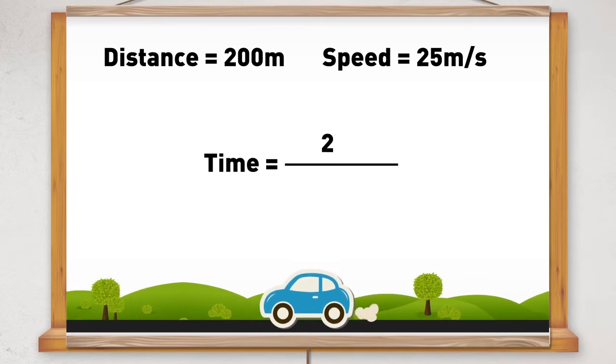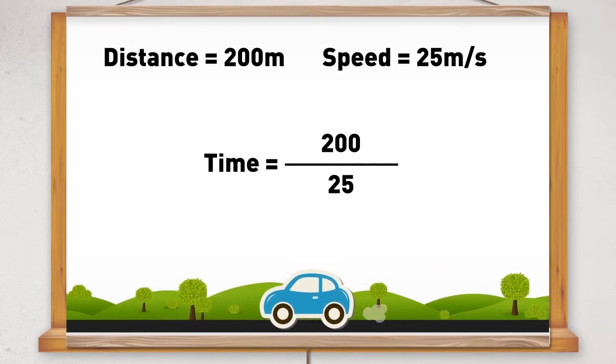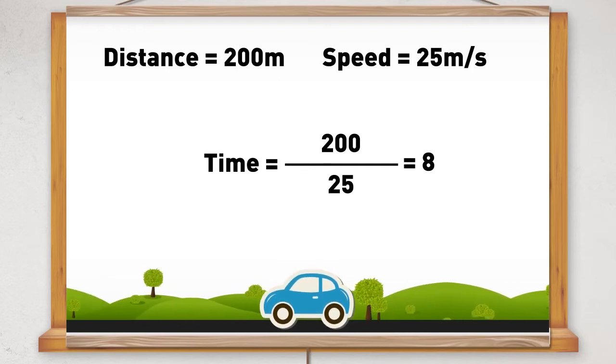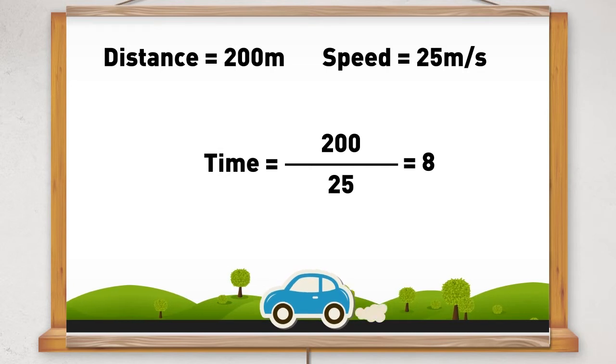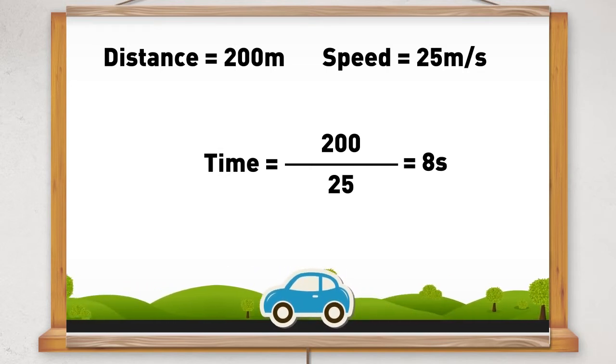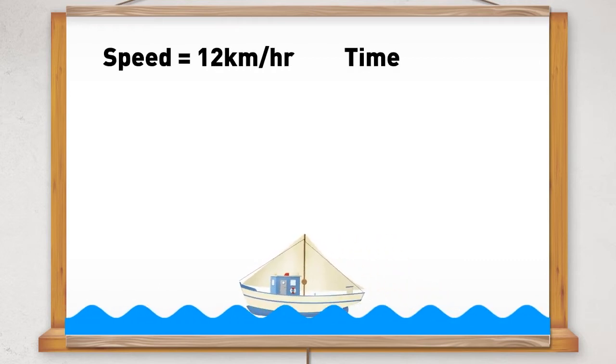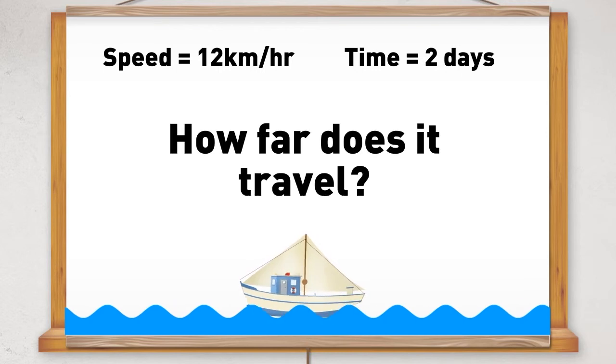The distance of 200 divided by speed of 25 equals 8. Because the speed was in meters per second, the units for the time are in seconds. So the final answer is 8 seconds. In the next example, a boat sails at the speed of 12 kilometers per hour for 2 days. How far does it travel?